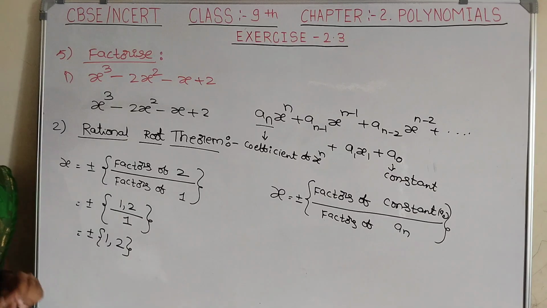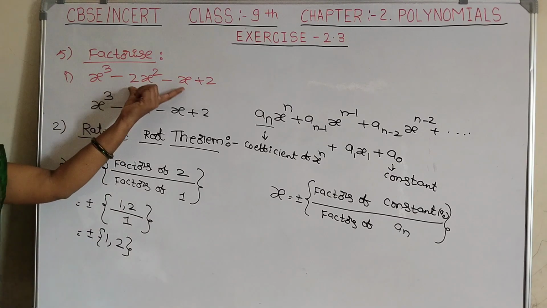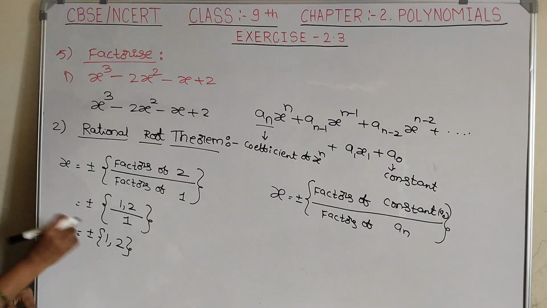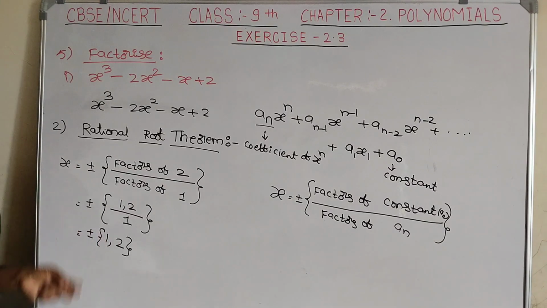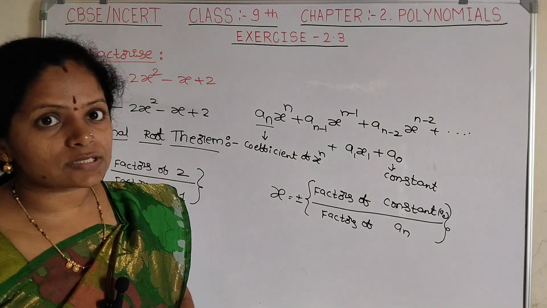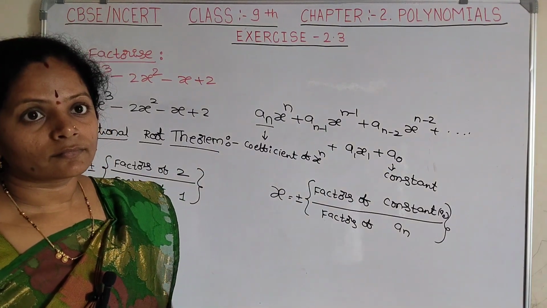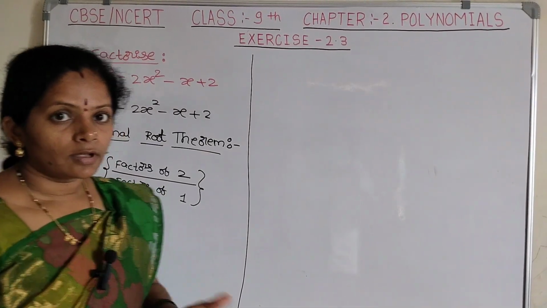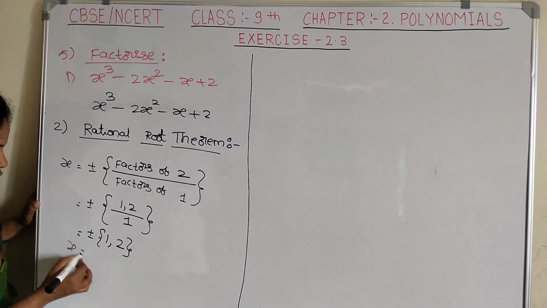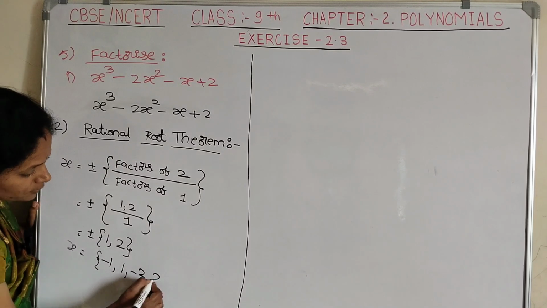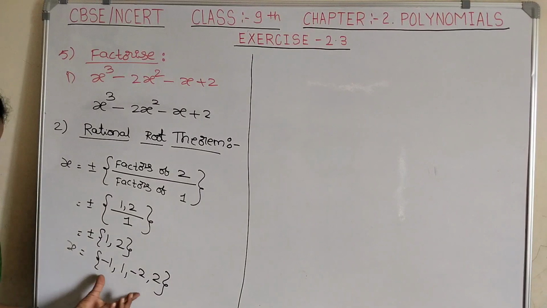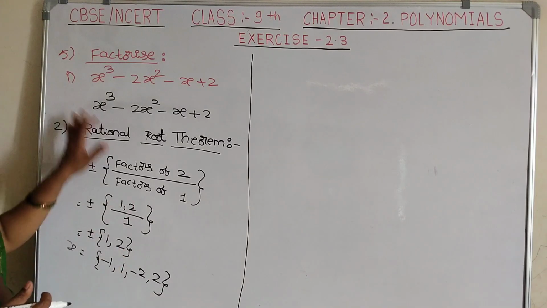What is the meaning of this? The factors of this polynomial can be plus 1 or minus 1, plus 2 or minus 2. In this way we can take the factors of this. We can get x equal to minus 1, plus 1, minus 2, plus 2. The meaning of this is that for this polynomial, any one of them can be a root.